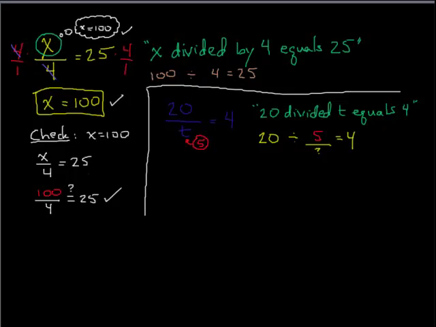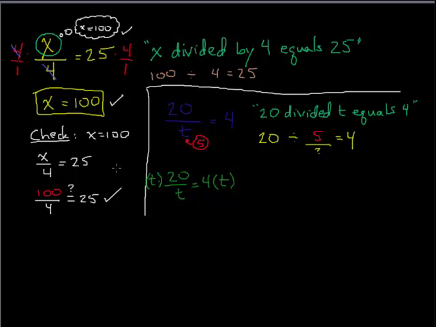So let's go back to the original, in green now. 20 divided by t equals 4. Now we want to get t by itself, but it's down in the denominator. We need to multiply, and we want to cancel it out on the bottom. So we're going to multiply both sides by t. Remember, if we multiply on the left by t, then we need to also multiply by t on the right hand side.